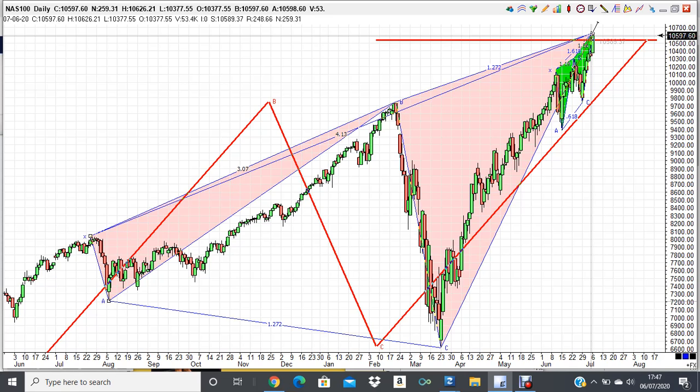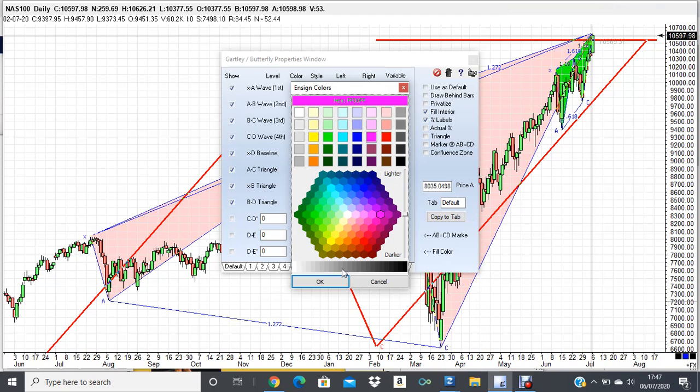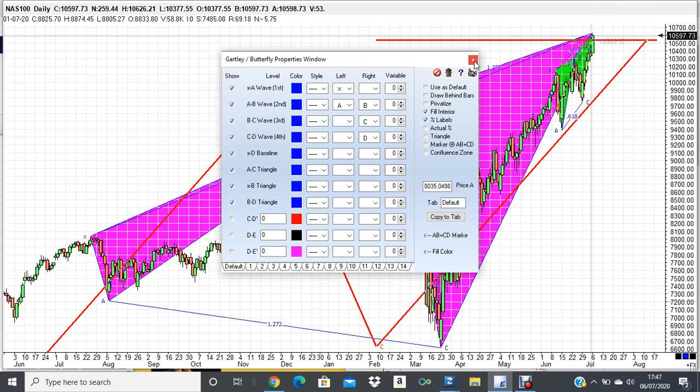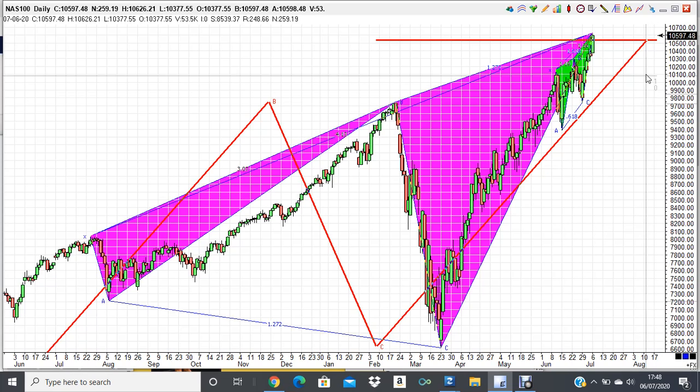So I mean, you know, it's darken that up a bit so it stands out. Look at your ratios. I mean, that's 1.27 off of that. It's 1.618 off of that. That one 1.27 off of that. Folks, this could be a major top we're looking at here. A big round number at 10.6.